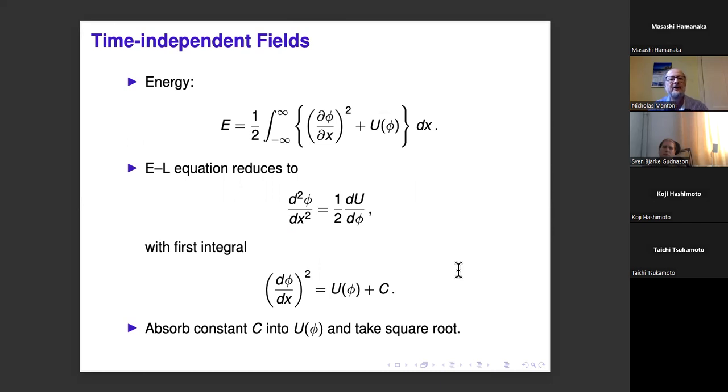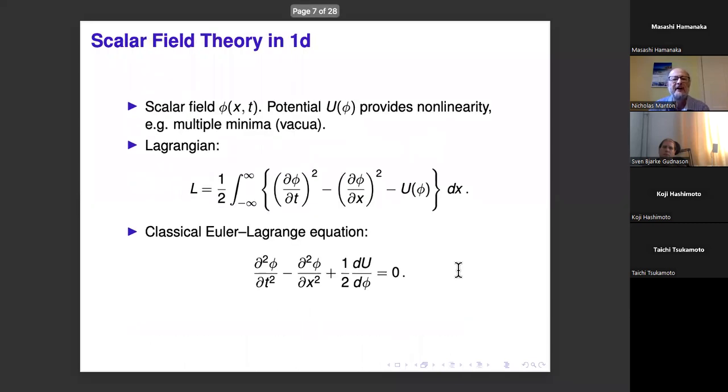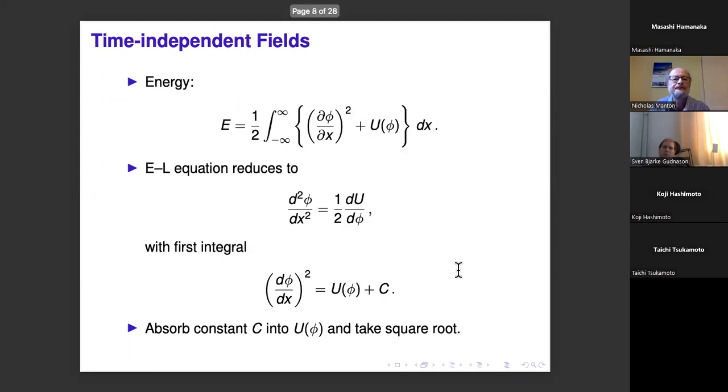And the Euler-Lagrange equation for this energy, which gives the field equations satisfied by any static solutions, are these nonlinear ordinary differential equations shown in the middle here. So the double space derivative of phi is half of the derivative of the potential. And that's just the static version of this Euler-Lagrange equation here with the time derivative suppressed.